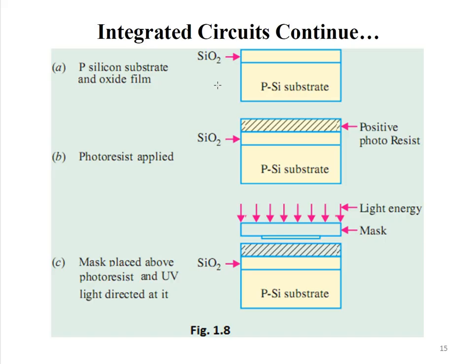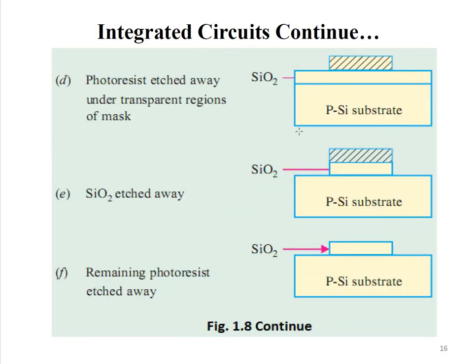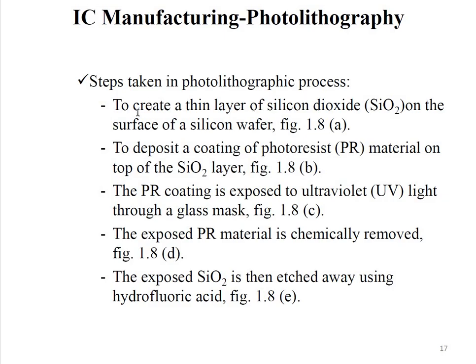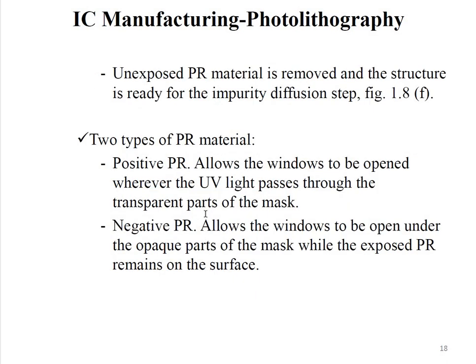In IC manufacturing, we have the P silicon substrate with SiO2, followed by positive photoresist, then a mask placed above the photoresist and UV light directed at it. Then the photoresist is etched away under the transparent regions of the mask. SiO2 is etched away. The remaining photoresist is etched away. These are the steps taken in the photolithography process. The thin layer of SiO2 on the surface is etched, then photoresist, then UV, and then all of them are etched away.